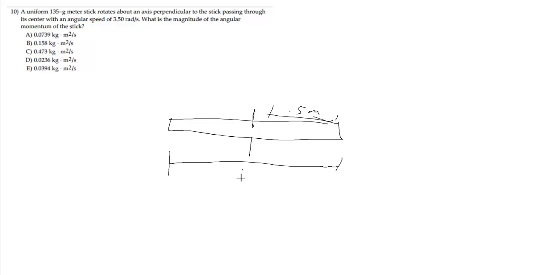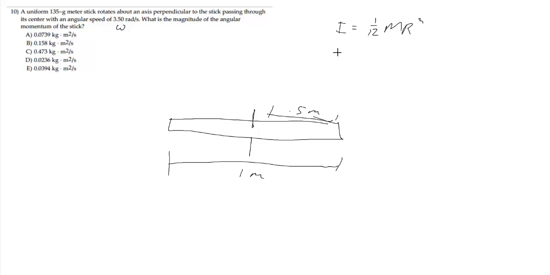In other words, this is just a meter stick rotating about the center here. So this whole thing is 1 meter. This is obviously 0.5 meters, 1 meter. So the question is, what is the magnitude of the angular momentum? And we're given omega here, we're given the mass here in grams, and we know the length, obviously, which is 1 meter. Looking it up, the moment of inertia for a bar rotating about its center is 1/12 mr squared.